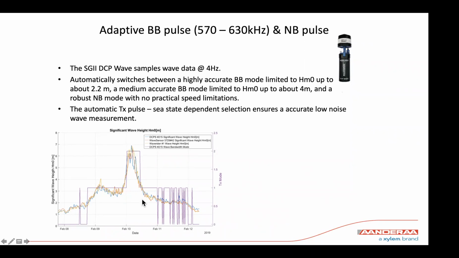The customer or the end user doesn't need to decide what to use, because the instrument automatically switches between these two to adapt to the best possible method. So here we see wave measurements. Blue is significant wave height measured acoustically, and the yellow is significant wave height measured with a Waverider, a buoy from a Dutch company, which is considered to be the gold standard. And we also have a pressure-based wave sensor, which is orange. So you see that they track quite well.